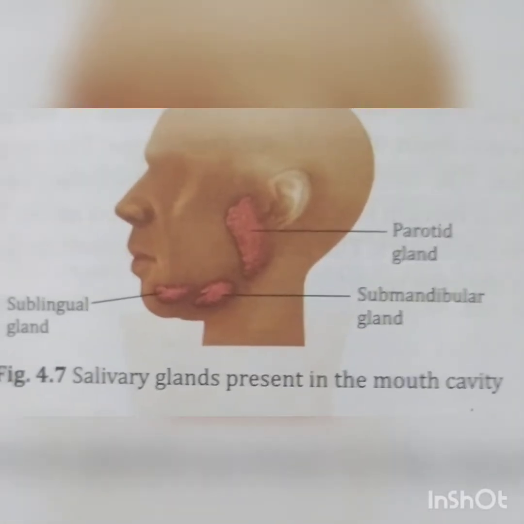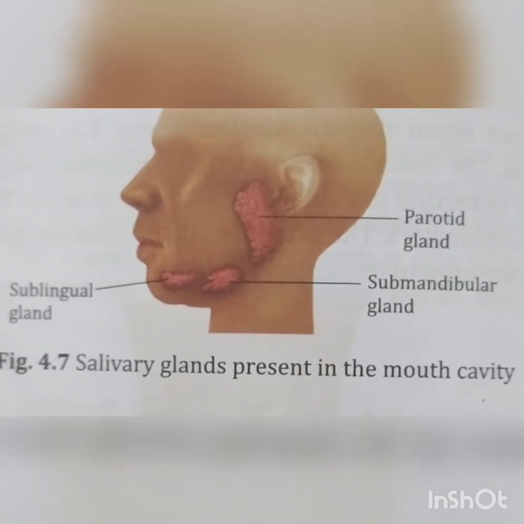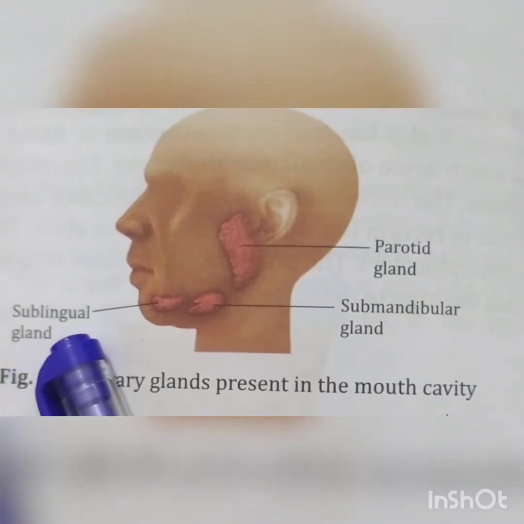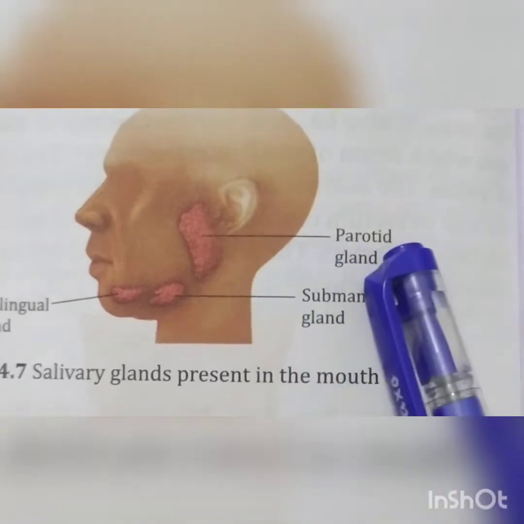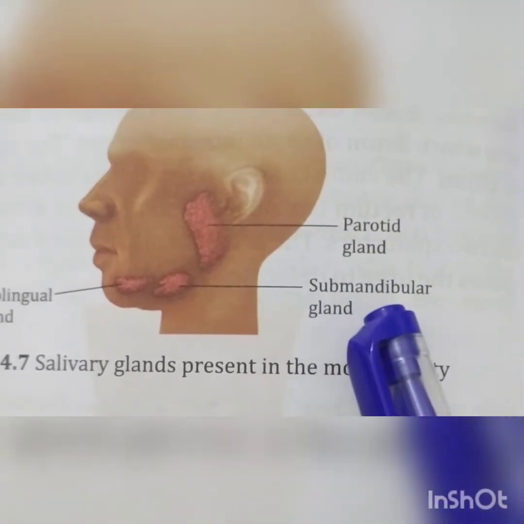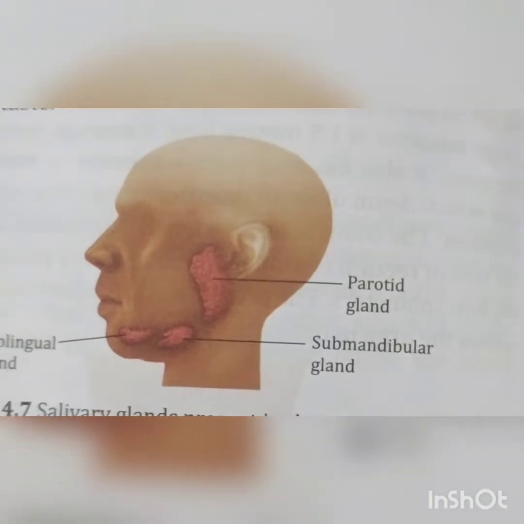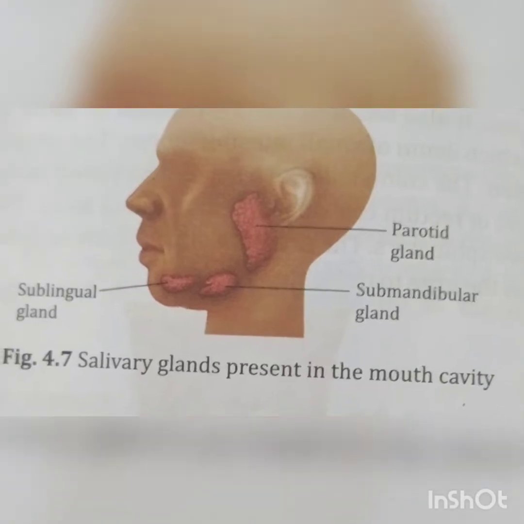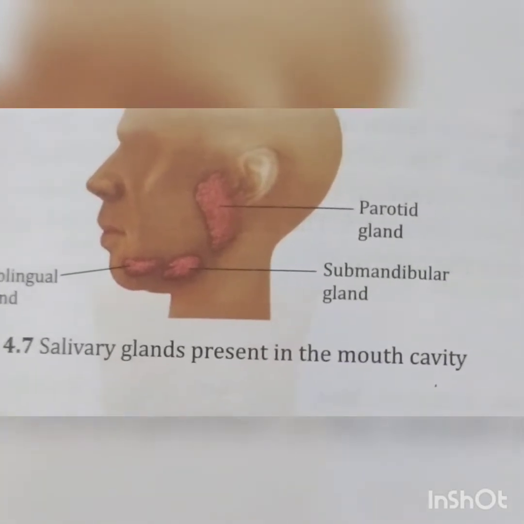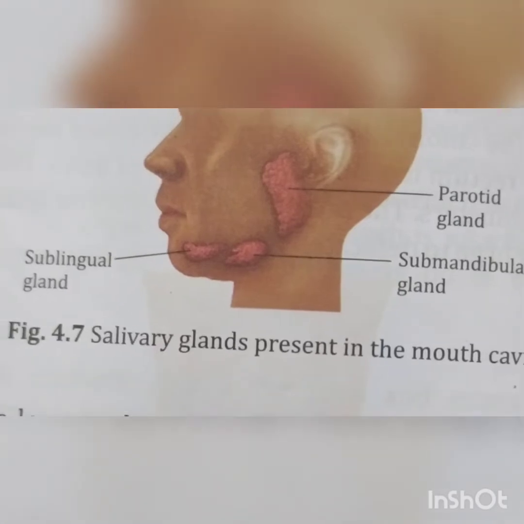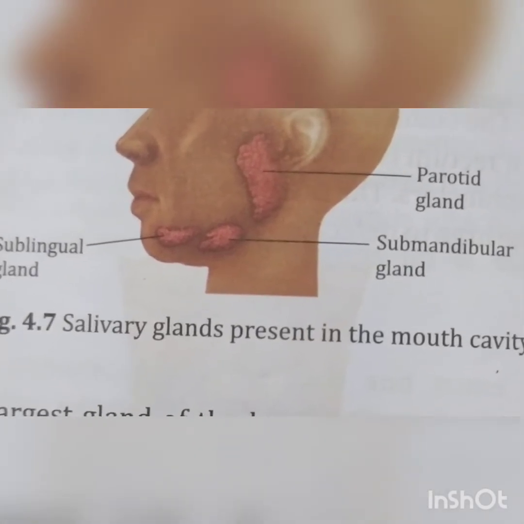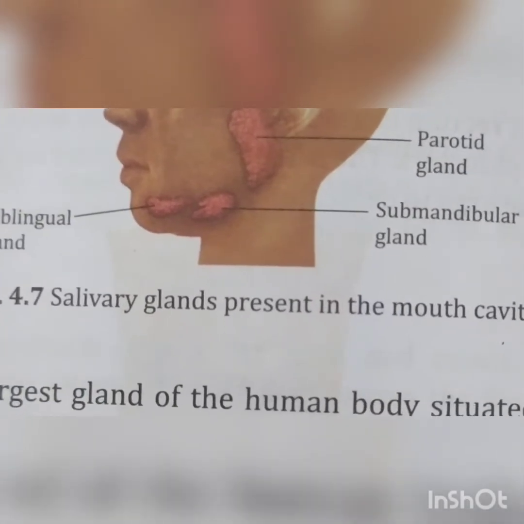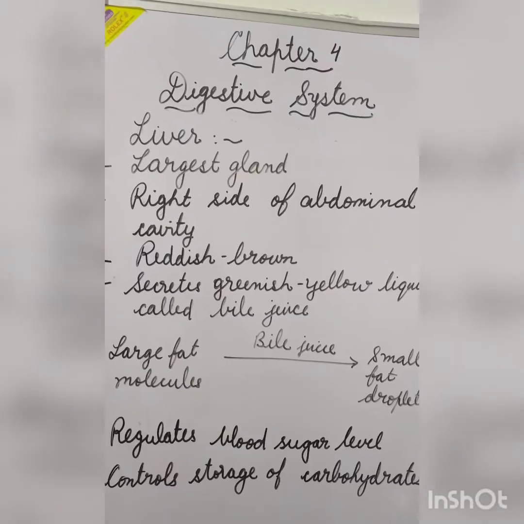There are 3 salivary glands present in the mouth cavity. They are called the sublingual gland, the parotid gland, and the submandibular gland. They secrete saliva, which helps in moistening the ingested food, the food which we take in. The saliva also helps in the digestion of carbohydrates. This is the reason when we chew a small piece of bread for some time, it becomes sweet in taste.